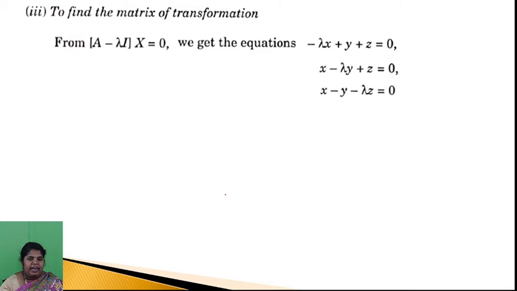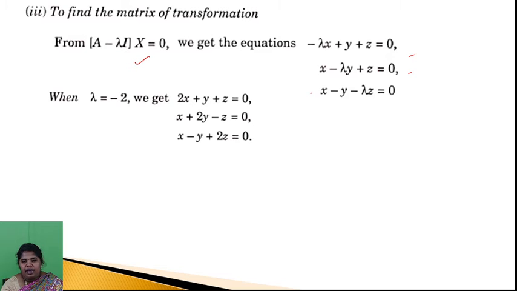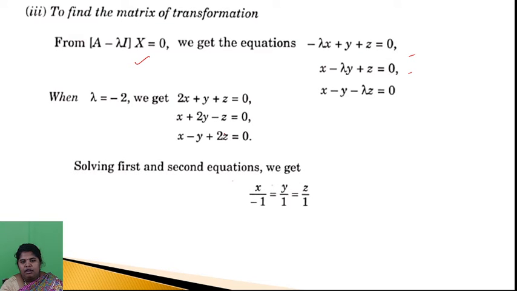To find the matrix of transformation, form the eigenvectors. First, we are going to find the eigenvectors. So form the equation (A minus lambda I) x equal to 0. The corresponding equations are this. Now substitute for the first eigenvalue, lambda equal to minus 2. We get the equations as given. Now solving the first and second equation.